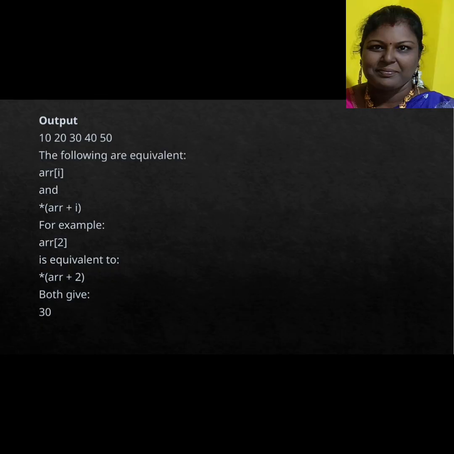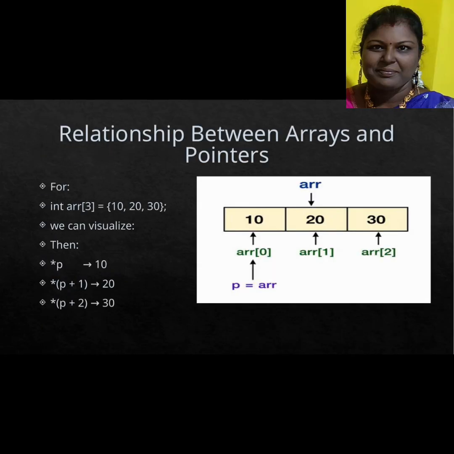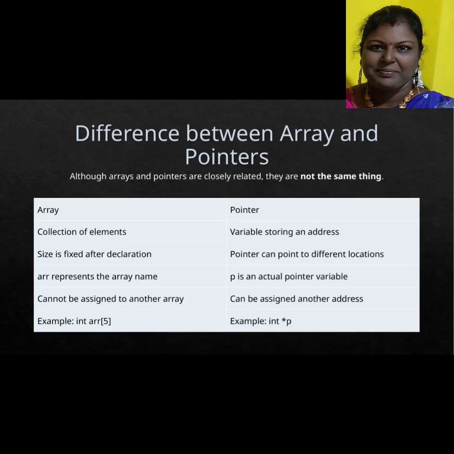Let's take a closer look at how arrays and pointers relate to each other in C. Imagine we have an array of 3 integers, 10, 20, and 30. If we set a pointer to the start of this array, dereferencing that pointer gives us the first value, 10. Moving the pointer by 1 position gets us 20, and moving it by 2 positions gets us 30. This shows how pointers can step through arrays, accessing each element in turn.